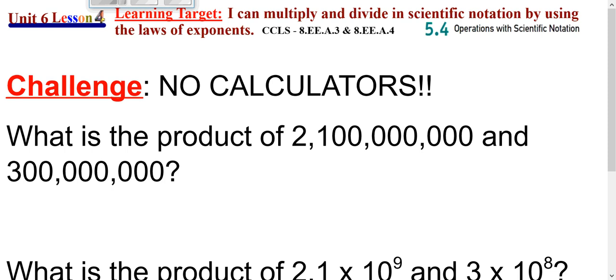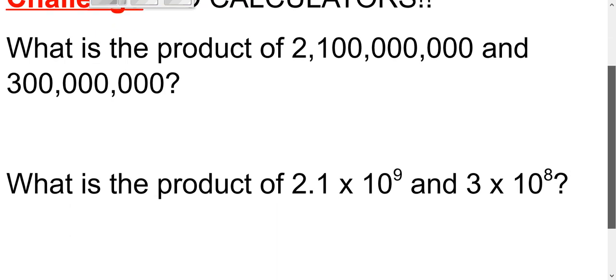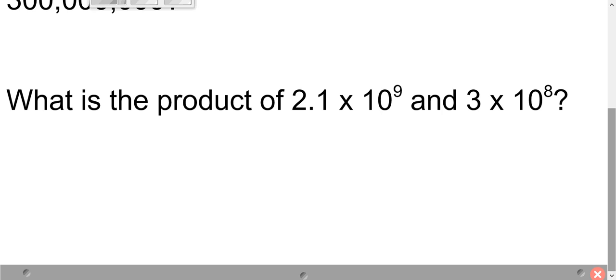I wouldn't even do it this way. It's a lot easier to do in scientific notation. So like I was saying, this is so much easier to do in scientific notation. I rewrote the numbers: 2.1 times 10 to the 9th power, and 3 times 10 to the 8th power. So it's multiplication.